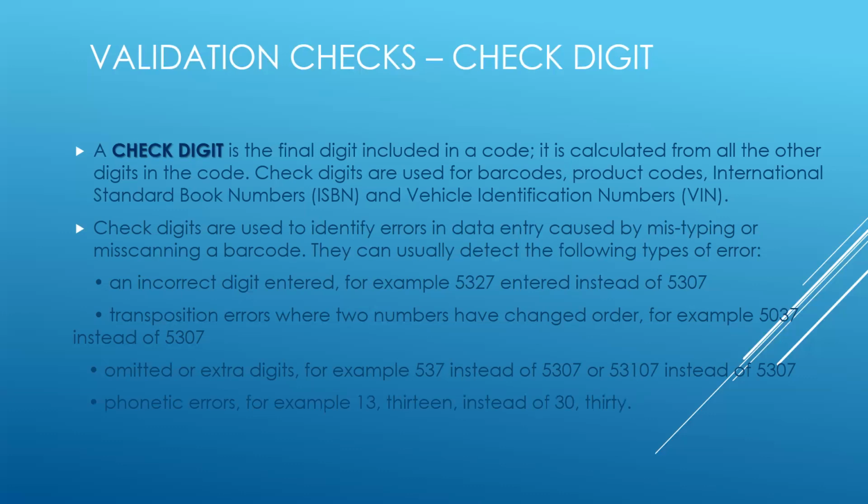Lastly, phonetic errors, for example, 13 instead of 30. That kind of error will be detected by the check digit also. So now this is a brief discussion regarding the check digit. And if you really want to know the check digit calculation, the check digit validation using ISBN 13 or Modulo 11 methods, then you can refer to the videos which are already uploaded. So you can understand how these check digits are calculated in the real scenario.